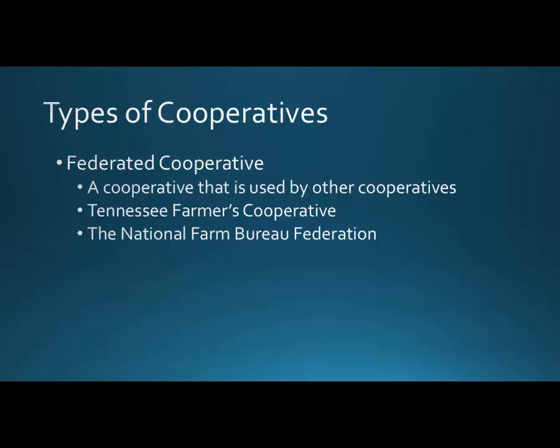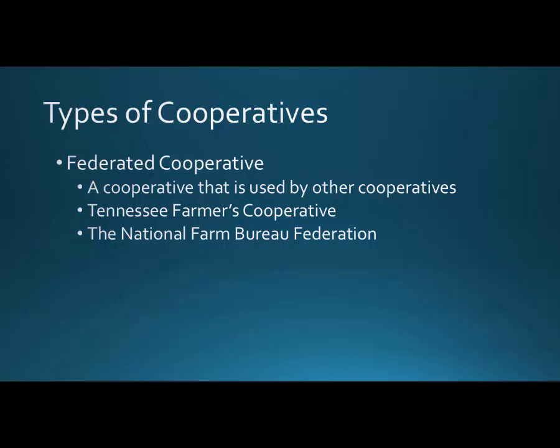There's a type of cooperative called a federated cooperative. A federated cooperative is a cooperative that is used by other cooperatives. In other words, the members of that cooperative, the investors, are some other cooperative. Tennessee Farmers Cooperative and the National Farm Bureau Federation are examples of these.